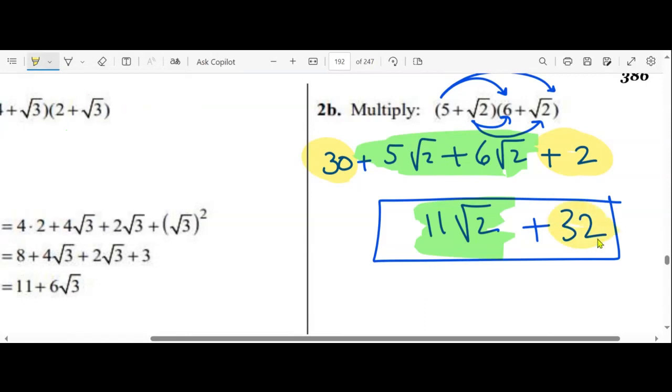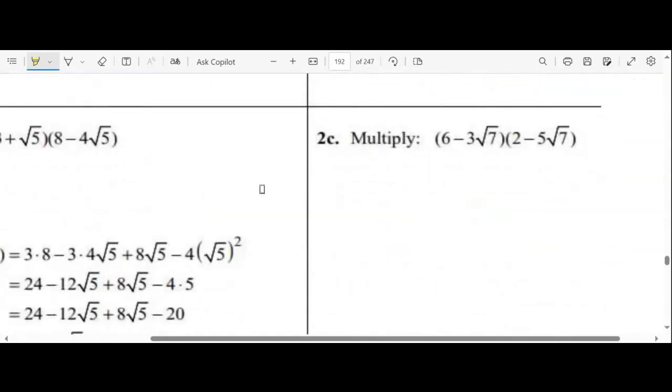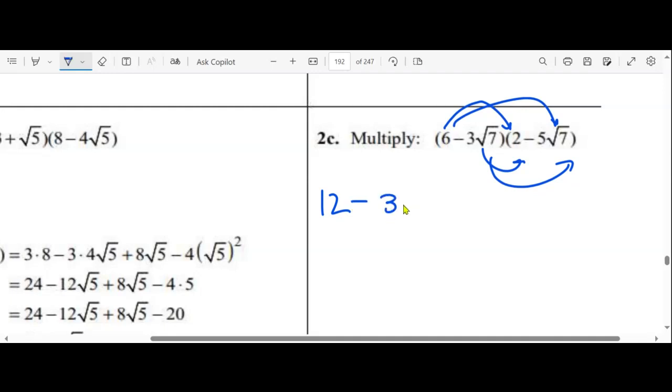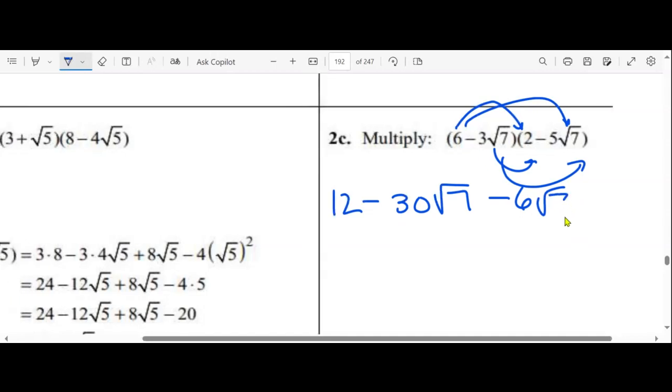Okay, let's move to the next question. Here, who can tell me what's the multiplication here? Distribution. How much do you get? 12 minus 30 square root of 7 minus 6 square root of 7, and the last one, 3 times 5, how much? 15, and square root of 7 times square root of 7 gives you 7. Now 7 times 15, how much? 75. 75. Are you sure?